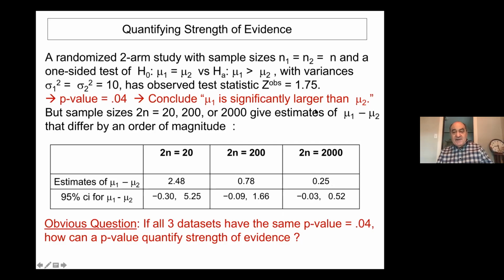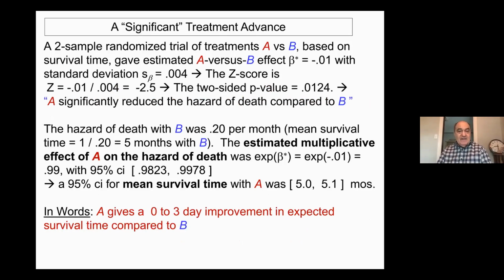So because the z-score is the same in all of these three cases, the p-value is 0.04 in all of these three cases. But notice that the estimators, depending on the sample size, differ by an order of magnitude, from about 2.5 to 0.25. So here's the simple and obvious question. If all three of these data sets have the same p-value, how can a p-value possibly quantify strength of evidence? Here's a significant treatment advance.